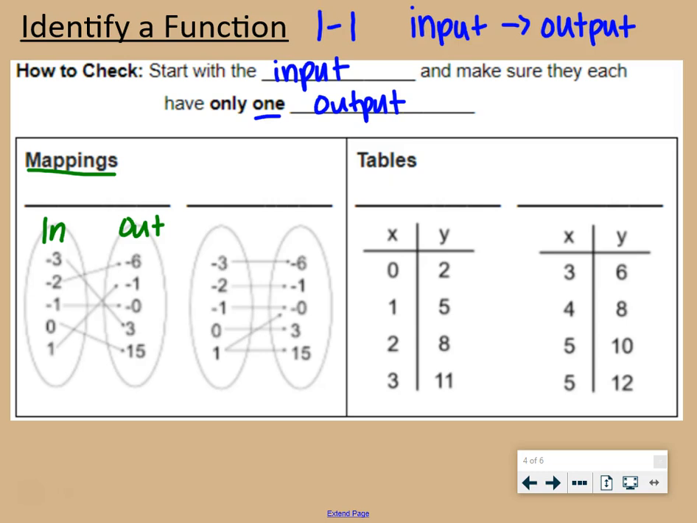So if we look at -3 and we look at the mapping, it goes to just one output of 3. So that one's good. That's one input to one output. Now we look at -2, goes to -6, one input to one output. -1 goes to 0. One input to one output. We're good. 0 goes to 15. One input to one output. We're good. Lastly, 1 maps to -1. Each input has only one output, which means this is a function.